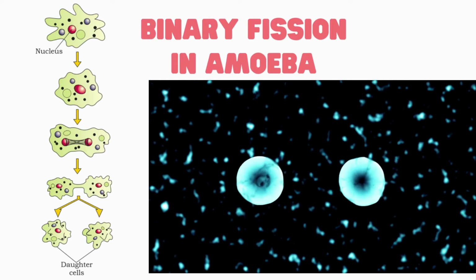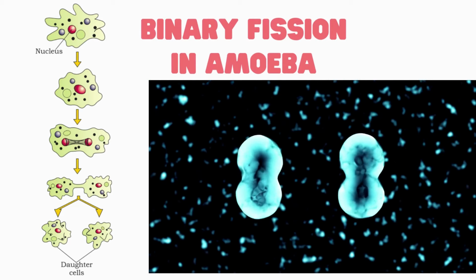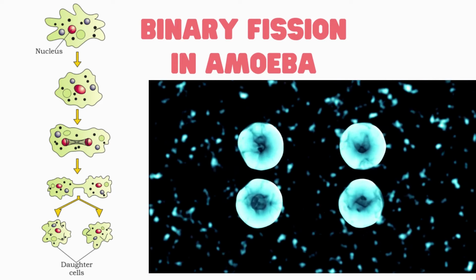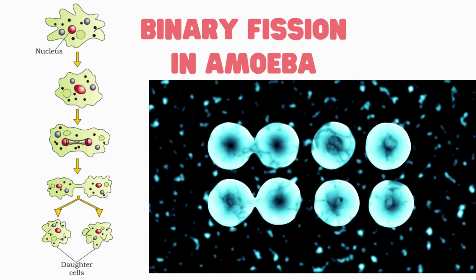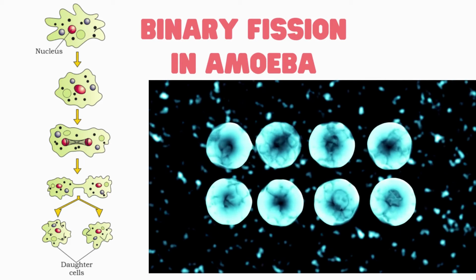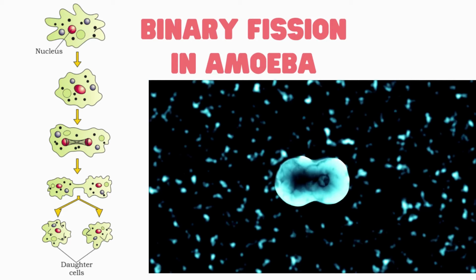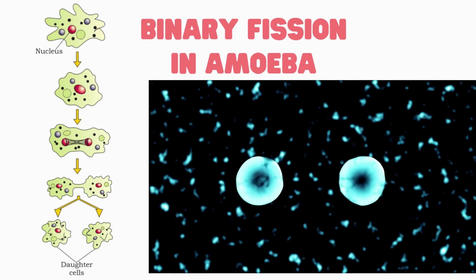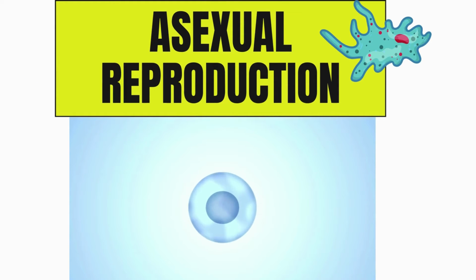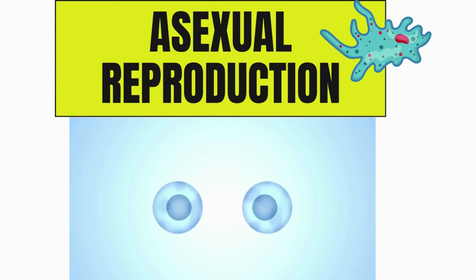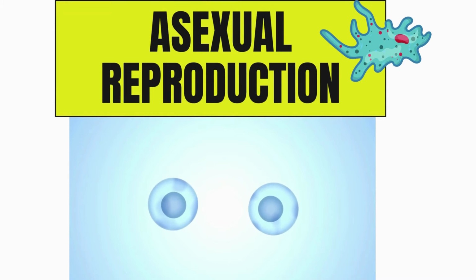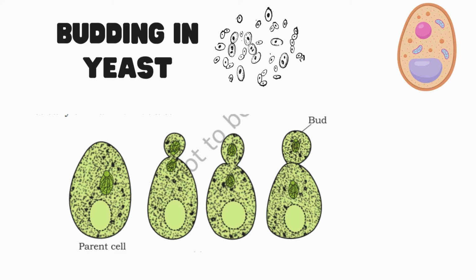Amoeba reproduces by binary fission. This is an asexual mode of reproduction. A parent cell divides and gives rise to two daughter cells, which further divide and give rise to more daughter cells. Asexual reproduction. Budding in yeast is also an example of asexual reproduction.